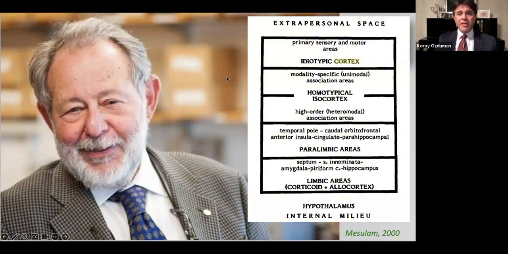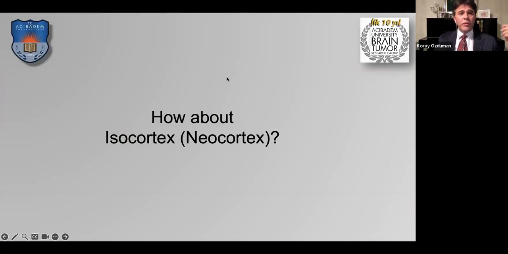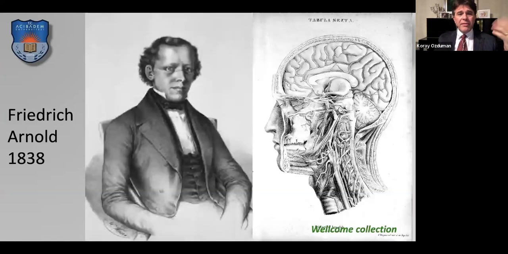In the early days, we realized that the isocortex or the neocortex should have a similar organization, but we did not know much. In 1838, this anatomist that you're seeing in the picture here, Friedrich Arnold, said that we should call the lobes of the brain, these anatomically and functionally cohesive areas of the isocortex, based on the bone that's overlying them.